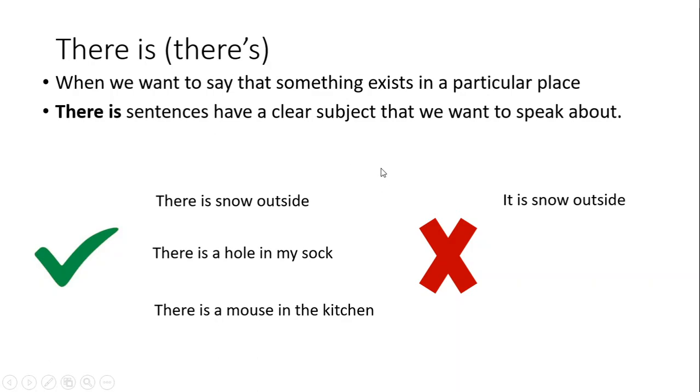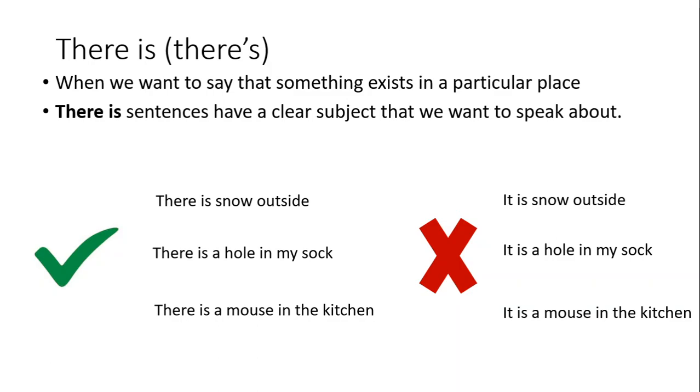And one more thing that you have to remember, we use it when the sentence has no subject. So in this sentence, there is a subject already. So we cannot say it is a snow outside. And we cannot say it is a hole in my sock. And also we cannot say it is a mouse in the kitchen.